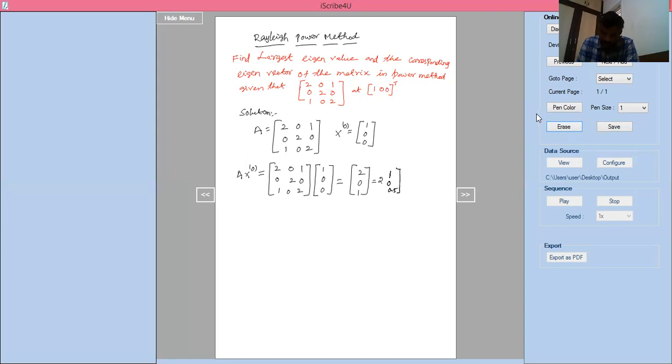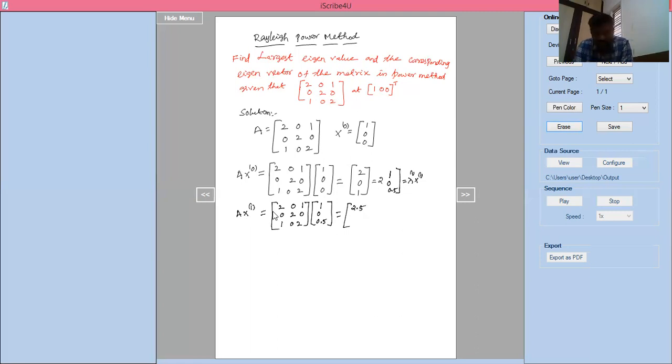This one is lambda 1 x1. Now we take A x1. A is 2, 0, 1, 0, 2, 0, 1, 0, 2 and x1 is 1, 0, 0.5. If you multiply this, you get 2 into 1 is 2, plus 0 into 0 is 0, plus 1 into 0.5, which is 2.5.